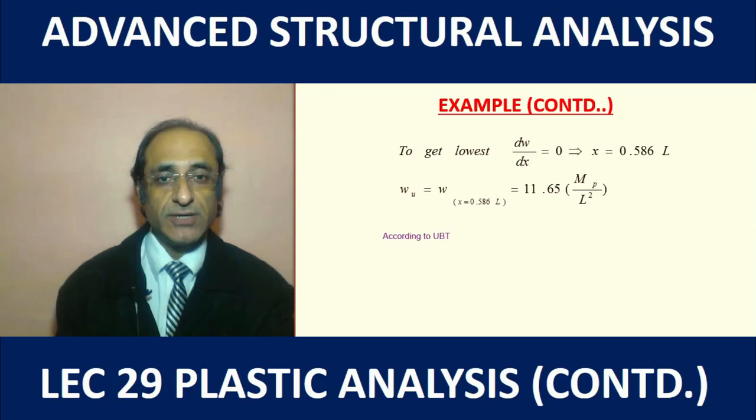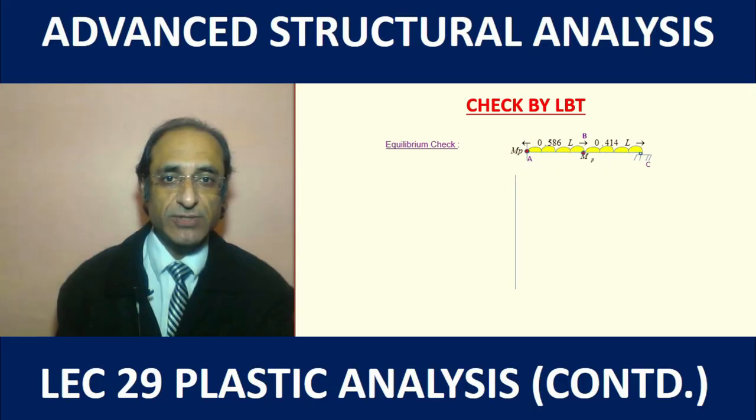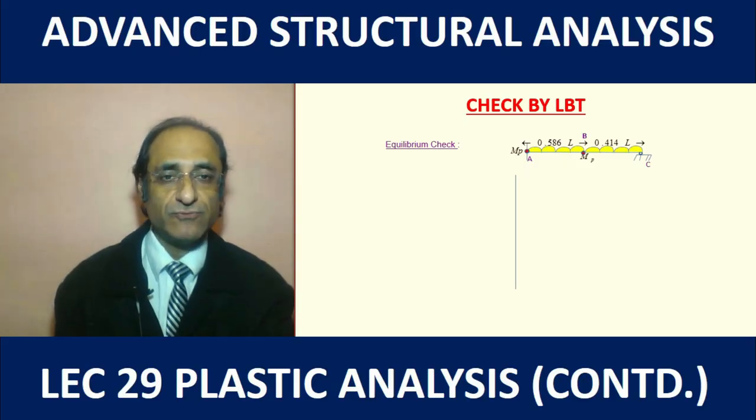Now according to the upper bound theorem, this load could be greater than or equal to the actual collapse load of the structure, and to ensure that we have identified the correct mechanism, we need to use the lower bound theorem and check for the yield and the equilibrium conditions. So let's do that. First we do the equilibrium check. So how do we do the equilibrium check? Typically, we divide the structure into two parts and independently work out the reactions, and then we check for the overall equilibrium of the entire structure.